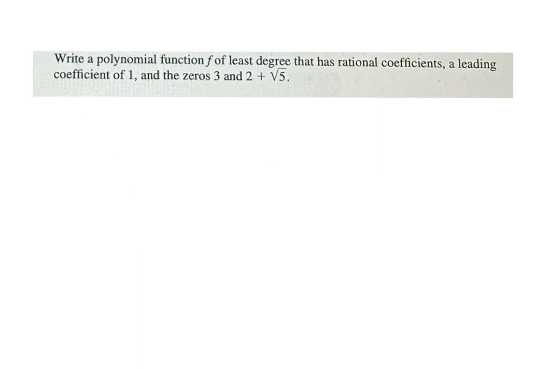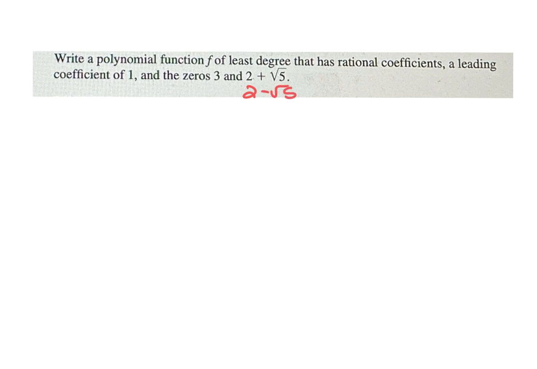Okay, so here we go. Last slide, hang in there. Write a polynomial function f of least degree that has rational coefficients, meaning no decimals in the coefficients, a leading coefficient of 1, and the zeros are 3 and 2 plus or minus the square root of 5. Okay, here's the first thing you need to know. If 2 plus the square root of 5 is a zero, that means 2 minus the square root of 5 is a zero.